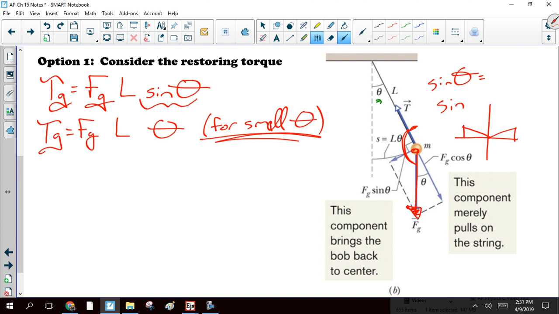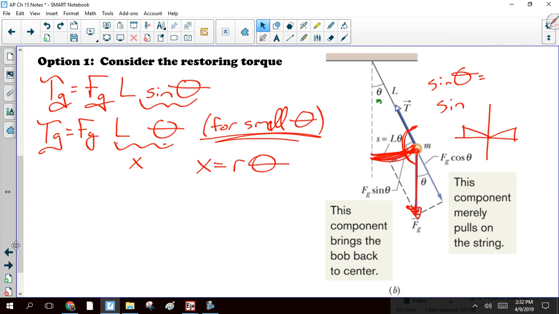Oh, well, L is a radius, right? So L theta, let's see, remember, x equals r theta, right? So this is my radius, this is my theta. So this is just the x. It's the distance that you've pulled it back. Technically, it's along the curve. Oh, no, that's not the way I want to do it. Sorry, I'm getting ahead of myself. Pretend I didn't just do that. Sorry. We're talking about torque, aren't we?